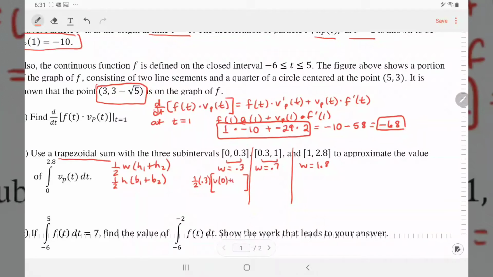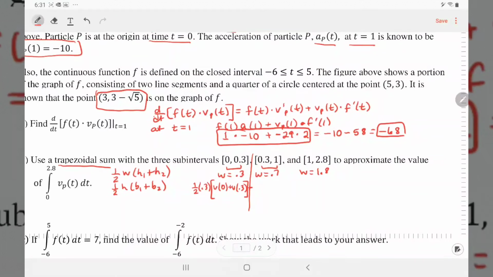And then this one plus, I'm not going to have enough space here, so let me do this. So this is 1/2. The width is 0.7, and then v of the left endpoint, which is 0.3, plus v of the right endpoint, which is 1. And the reason I'm using v is because v is inside the integral. And then plus, this is the next one. It's 1/2 for the trapezoid, then the width, which is 1.8, and then v of 1 plus v of 2.8.